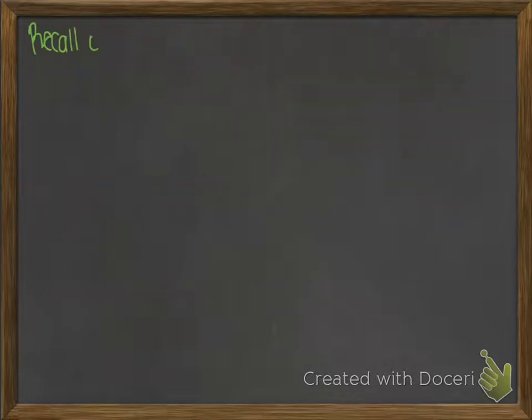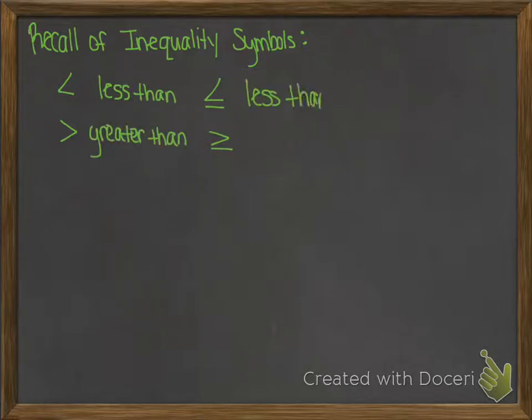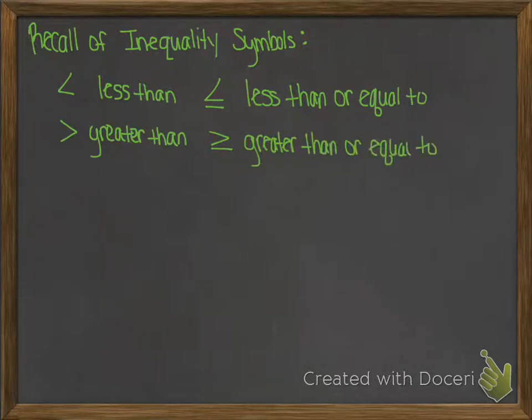Okay, let's look at a quick recall of inequalities. Recall of the inequality symbols. First symbol I have there is less than. Directly below it is greater than. Next column, less than or equal to. Finally, greater than or equal to.